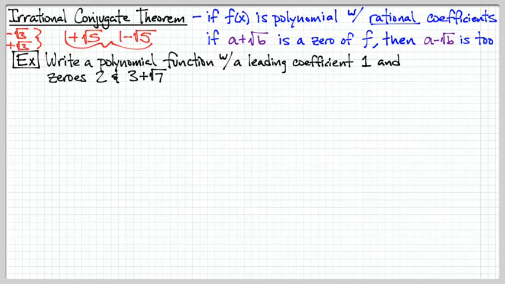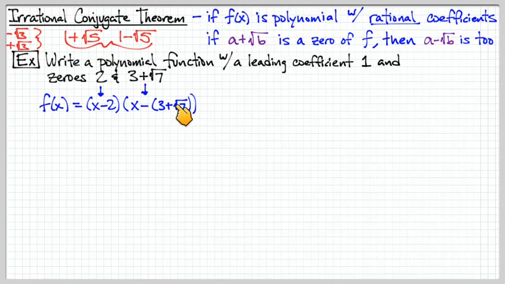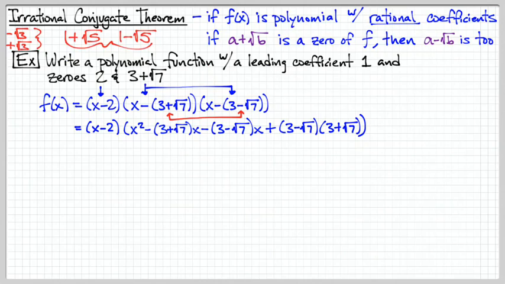Okay, so let's do an example where we would write a polynomial function with a leading coefficient of 1, a root or 0 at 2, and another 0 at 3 plus root 7. Well, we could just take each one of these. x minus 2 would be a factor. x minus (3 plus root 7) would be another factor. But because we know that 3 plus root 7 is a root, we know its conjugate 3 minus root 7 is also a factor.